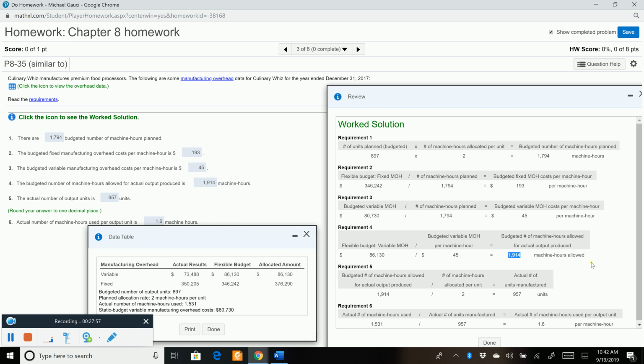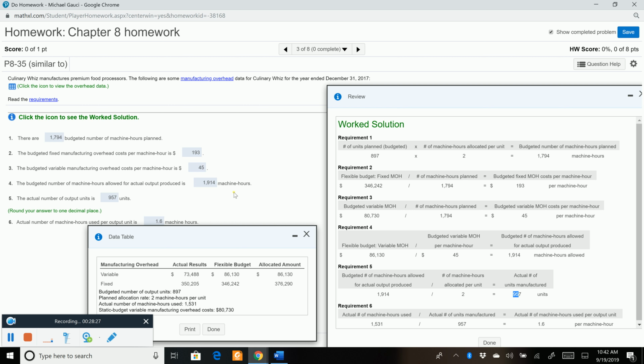And number 5, the actual number of units that we produced. Well, if we actually, for this level of activity, allowed 1,914 machine hours, and each unit takes 2 machine hours, so we'll divide by 2, 957 is the answer for the number of units that we actually produced. Remember, the original plan was 897, so we made more.